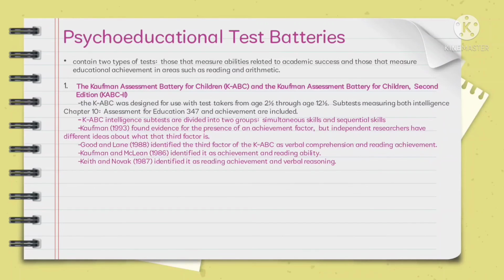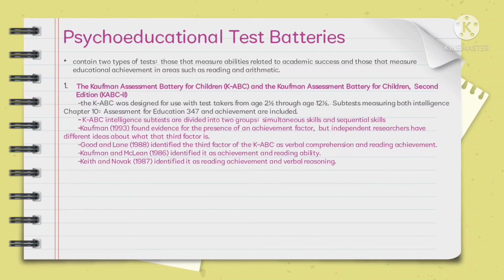Next are the psychoeducational test batteries, test kits that generally contain two types of tests: those that measure abilities related to academic success and those that measure educational achievement in areas such as reading and arithmetic. Data derived from these batteries allow for normative comparison, how the student compares with other students within the same age group, as well as an evaluation of the test taker's own strengths and weaknesses. All the better to plan educational interventions.